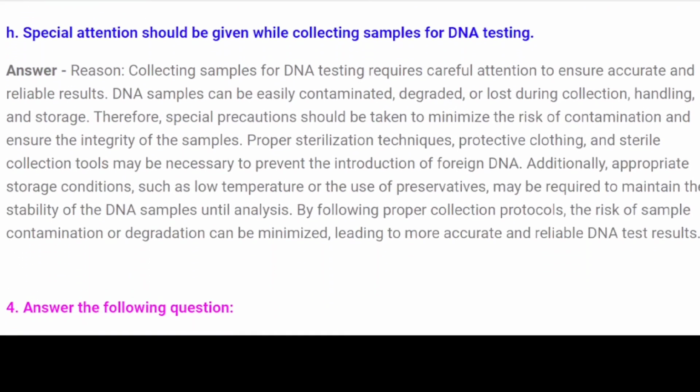Special attention should be given while collecting samples for DNA testing. Answer: Reason. Collecting samples for DNA testing requires careful attention to ensure accurate and reliable results. DNA samples can be easily contaminated, degraded, or lost during collection, handling, and storage. Therefore, special precautions should be taken to minimize the risk of contamination and ensure the integrity of the samples. Proper sterilization techniques, protective clothing, and sterile collection tools may be necessary to prevent the introduction of foreign DNA. Additionally, appropriate storage conditions, such as low temperature or the use of preservatives, may be required to maintain the stability of the DNA samples until analysis. By following proper collection protocols, the risk of sample contamination or degradation can be minimized, leading to more accurate and reliable DNA test results.